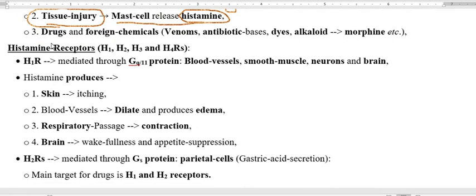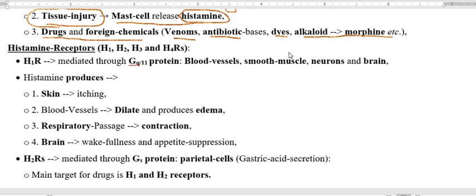Other stimulants like drugs and foreign chemicals are also going to give rise to histamine release. Means venom may stimulate the release of histamine, antibiotics may stimulate the release of histamine, dyes and alkaloids like morphine. These are the chemicals, the substances, that stimulate the release of histamine.